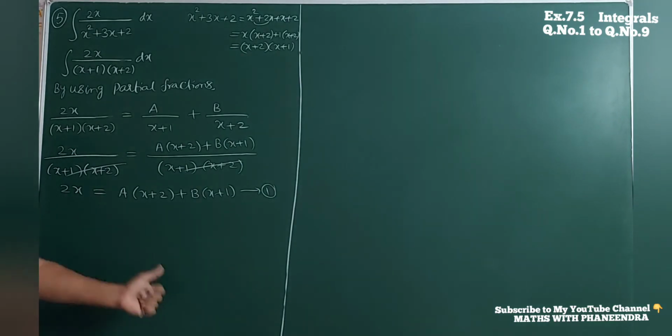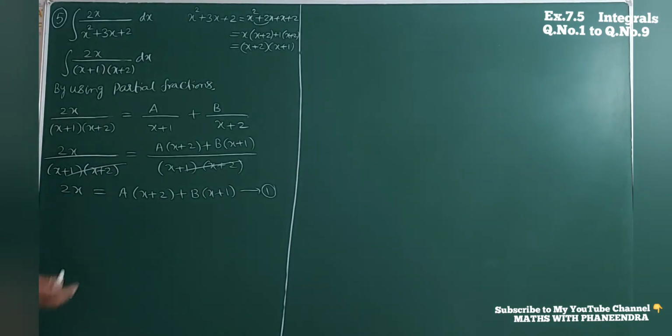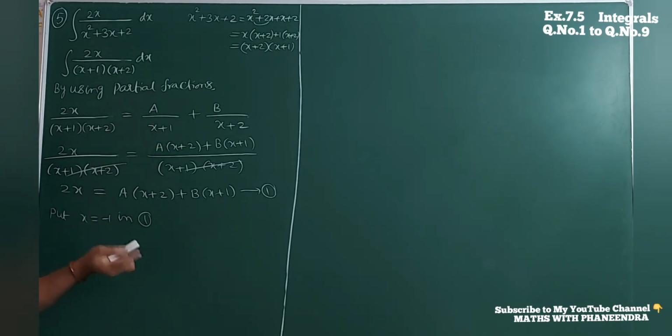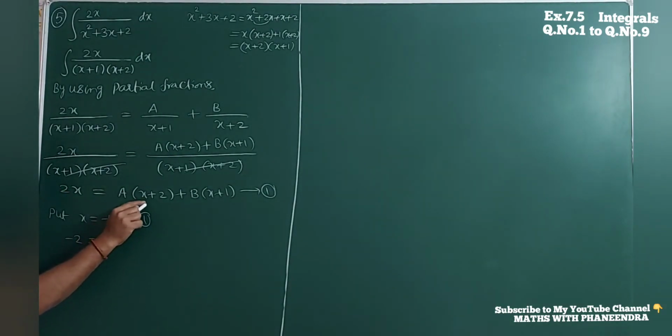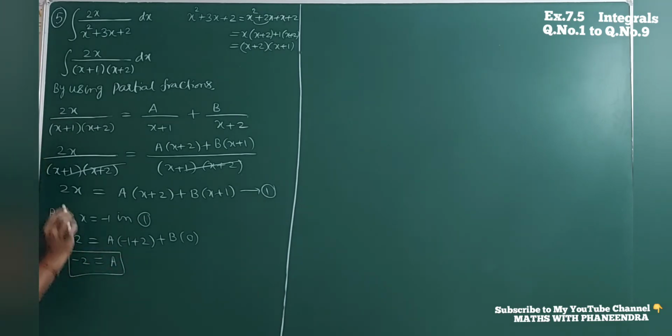After getting equation number 1, instead of comparing like in the first and second questions, what we are doing is, put x equal to minus 1 in equation 1. Why? Because to get the linear factor x plus 1 equal to 0 means x equal to minus 1. Substitute in equation 1: 2 into minus 1 is minus 2, equal to A into (minus 1 plus 2) plus B into 0. So anyway, this term goes to 0. 2 minus 1 is 1, 1 into A is A. So A is equal to minus 2.